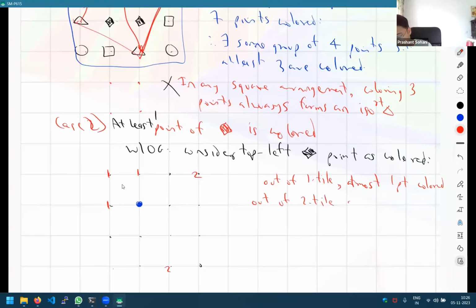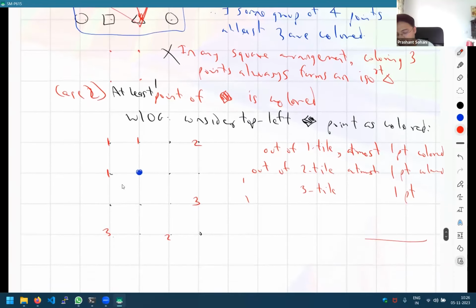Again, out of the two tile, at most 1 point can be colored, and I can keep going that way. Maybe like 3, 3. Again, out of 3 tile, at most 1 point can be colored. And so finally, if I add up all of these, what I would expect is that the total has to be at the most 6 points can be colored. Oh, sorry, not 6, actually 5.